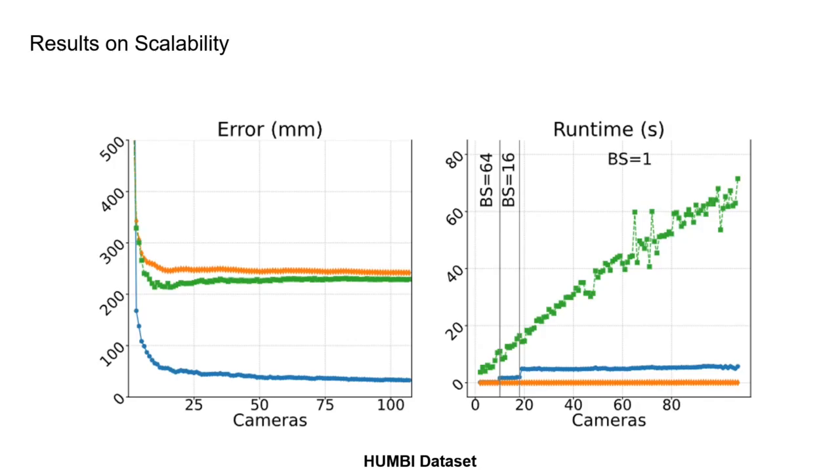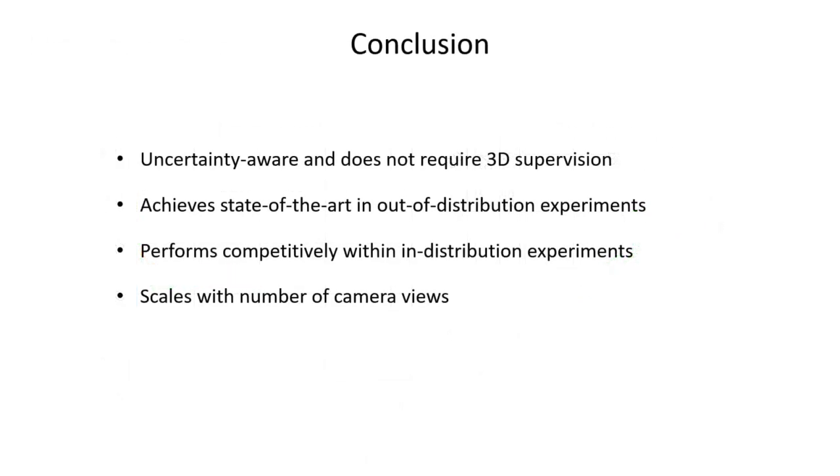In conclusion, we introduce an uncertainty-aware solution for 3D human pose estimation that does not require 3D annotations. Our method scales well with additional camera views and shows robust results. This is evident by its ability to achieve state-of-the-art results on unseen data while performing competitively with the prior works of the last few years in distribution experiments.